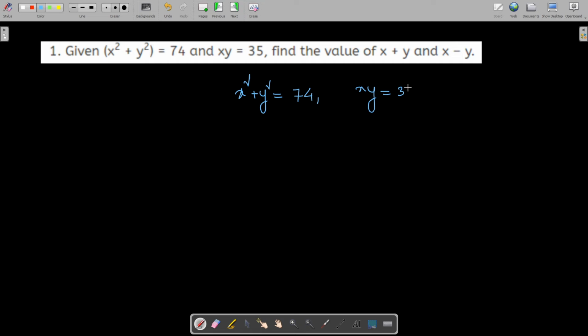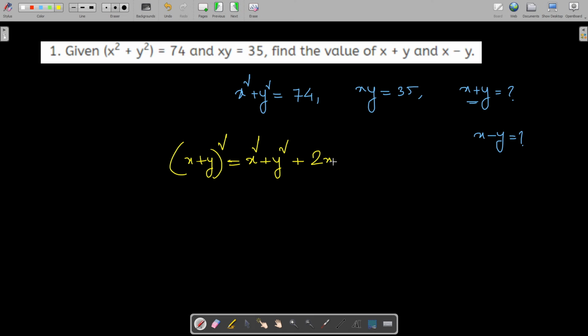xy is equal to 35. We need to find the values of x plus y and x minus y. So let's start with x plus y. What we'll do? We will simply find x plus y whole square. That is equal to x square plus y square plus 2x into y. Now let's replace the values.